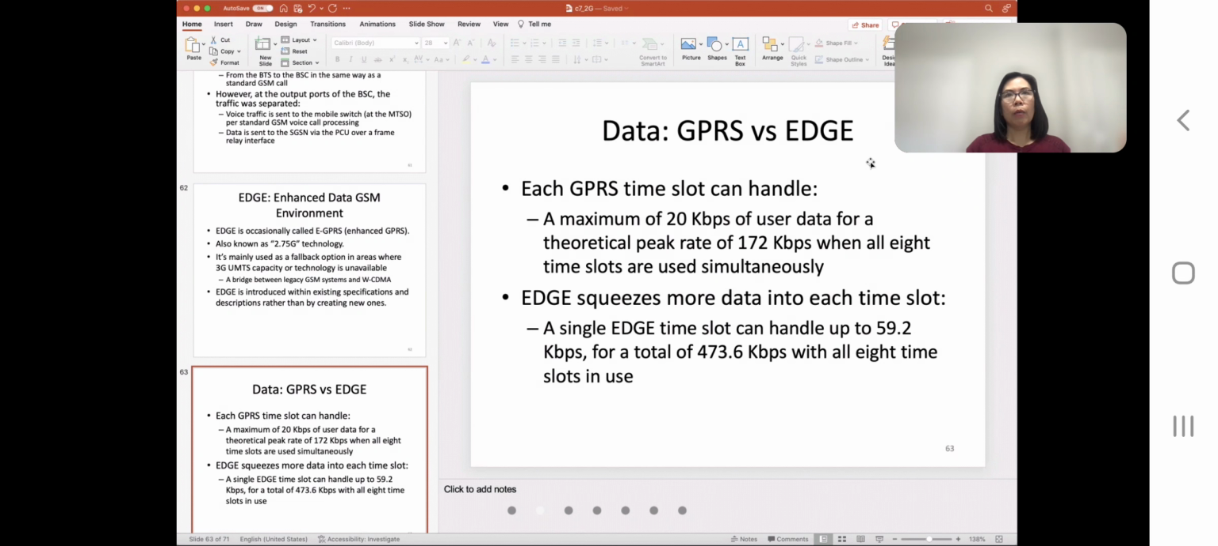And why did people create EDGE? Again, just to have higher data rates. Each GPRS time slot can handle a maximum of 20 kilobits per second of user data. And if we add some overhead for packets, we have about 22 kilobits per second. If we combine all of these together, we have a peak rate of about 172 kilobits per second when all 8 are used simultaneously.